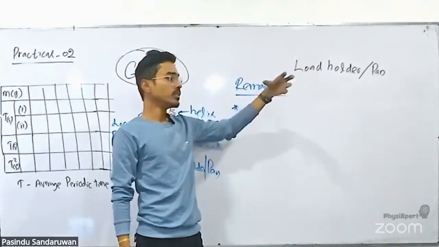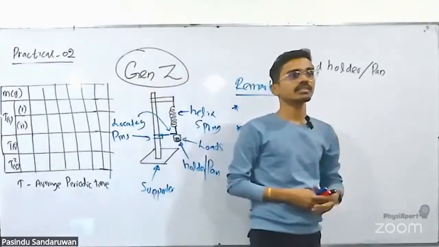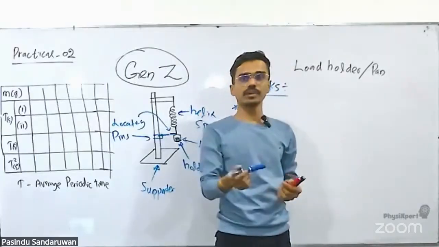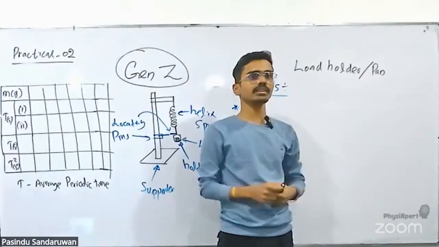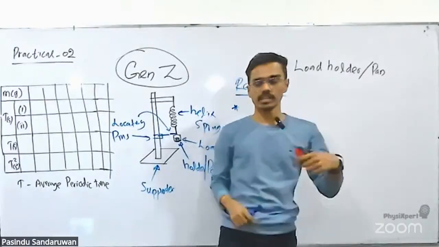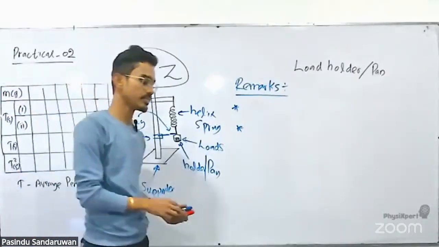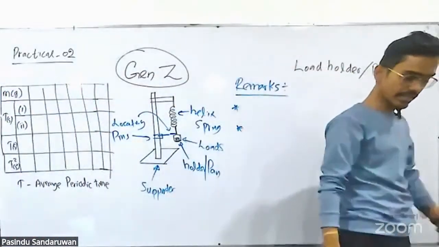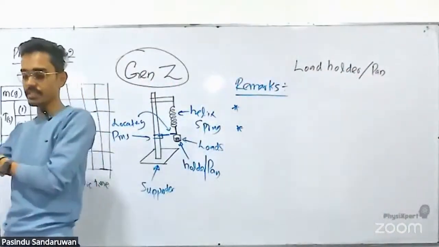So the total energy stored in the string is not going to be half kx squared. That will be half kx squared plus mgh. Only the mgh part. Second point, only small oscillations are considered.